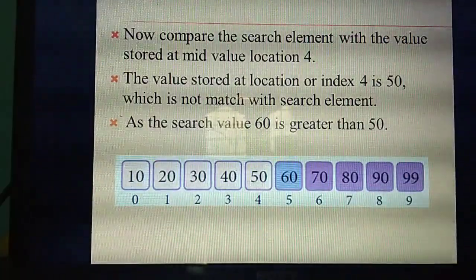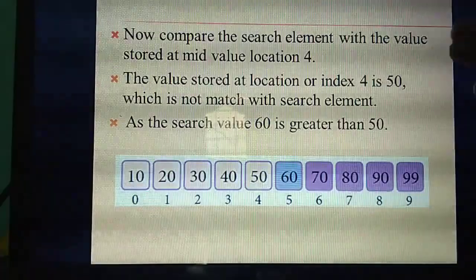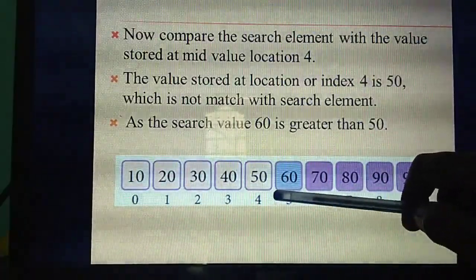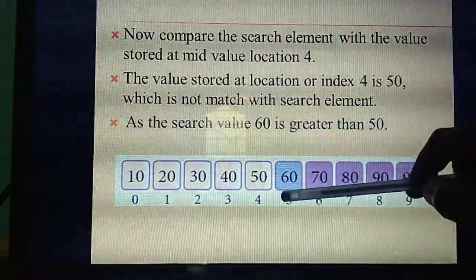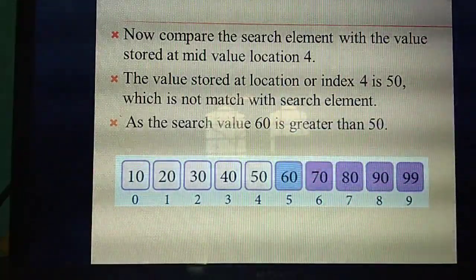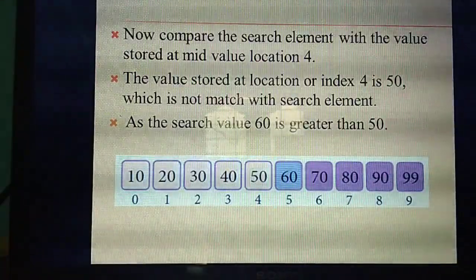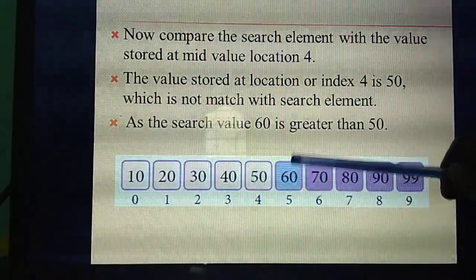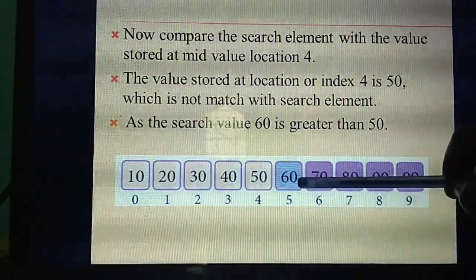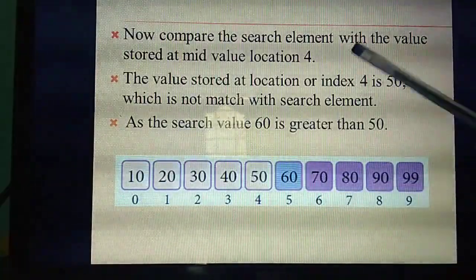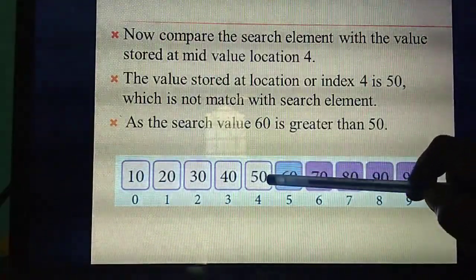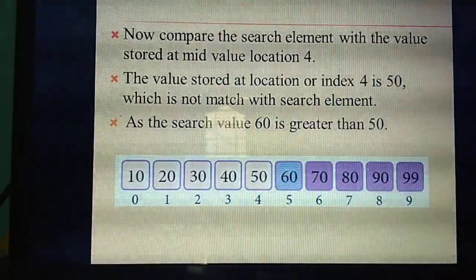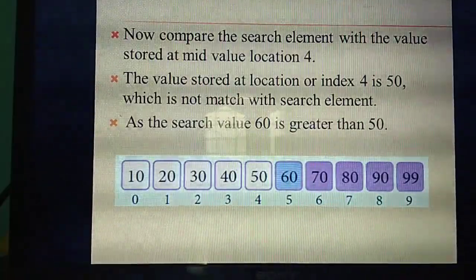Understand? Yes. The steps I said, they explain the same in theory. You compare the search element with the middle value at location 4, that is 50. Does your search match? No. The search element 60 does not match. So what's the next step? You need to compare the value 60 with 50. Is 60 greater than 50? Yes, greater. So your search goes to which side? Right side. Understand?